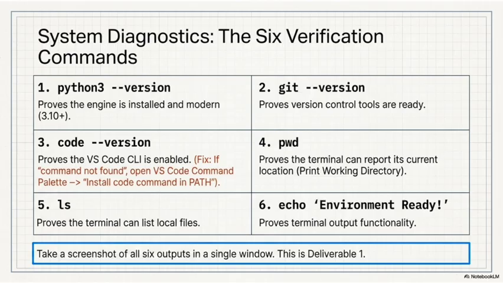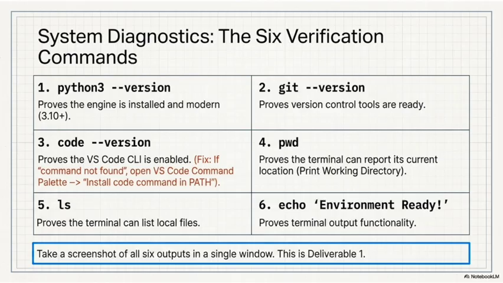properly. Command 1, python3 --version. This proves the installation and the modern 3.0 plus. Command 2, git --version proves that version control tools are ready. Command 3, code --version proves that the Visual Studio Code command line interface is enabled. If this says command not found, open the Visual Studio Code command palette and run install code command in path.